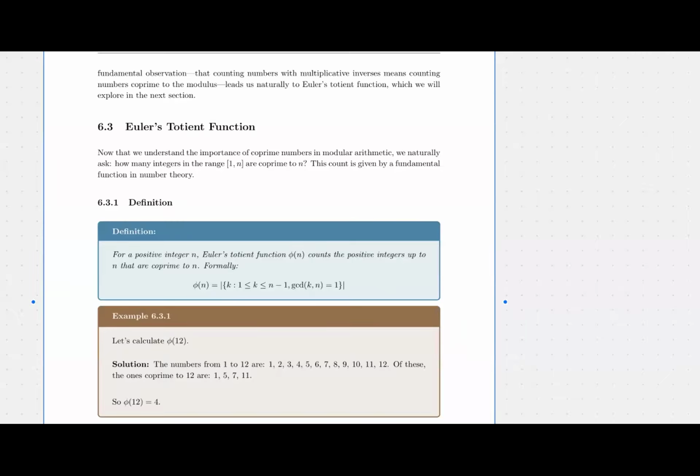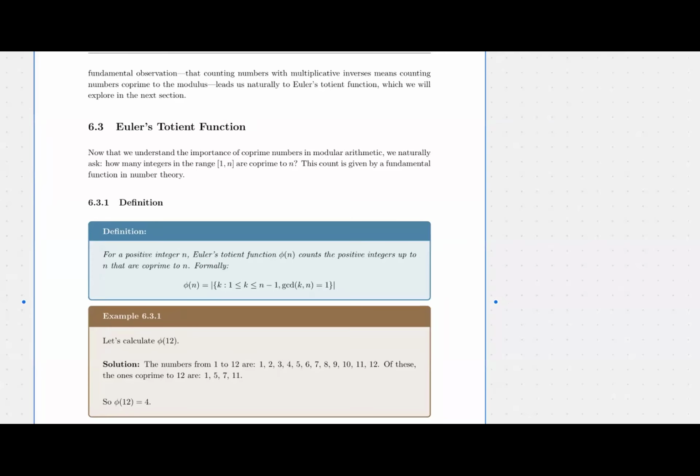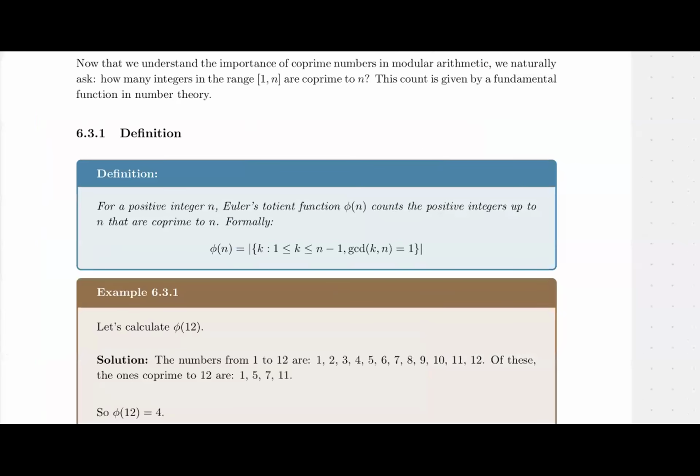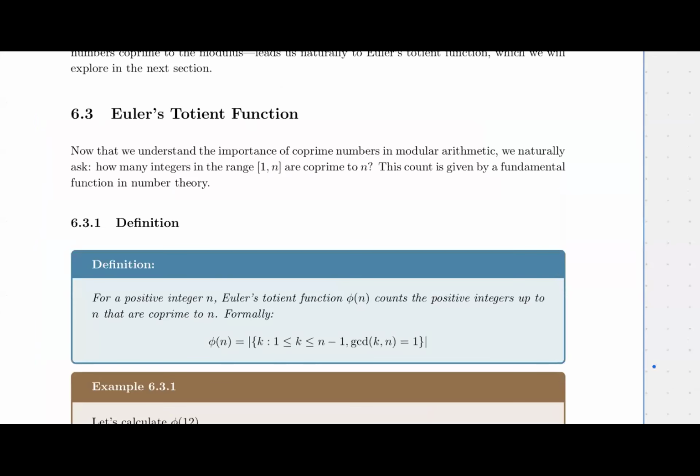Okay, so I think let's today cover Euler's Totient function. The idea is, the concept of GCD is very important to the entire study of number theory.